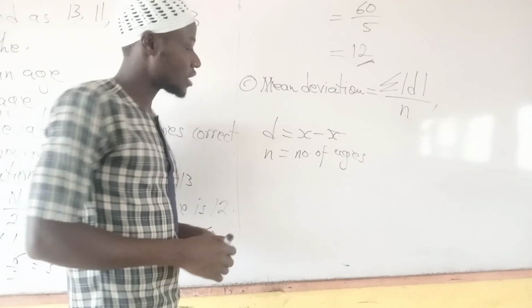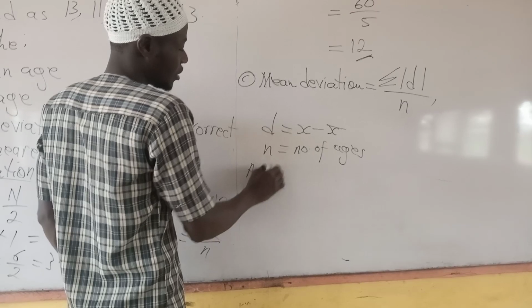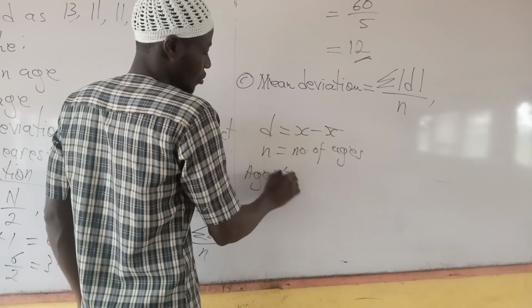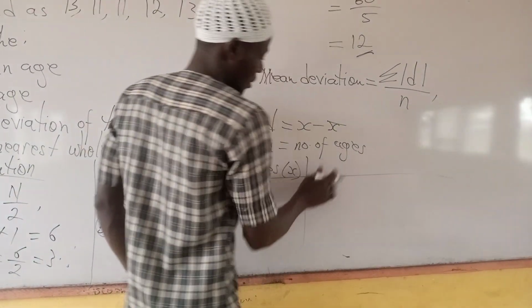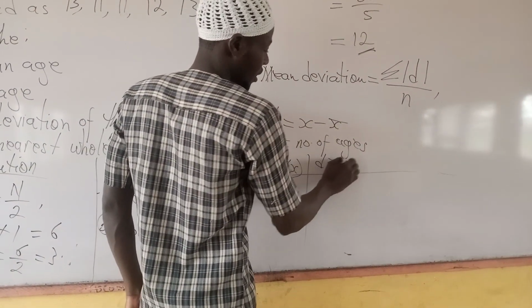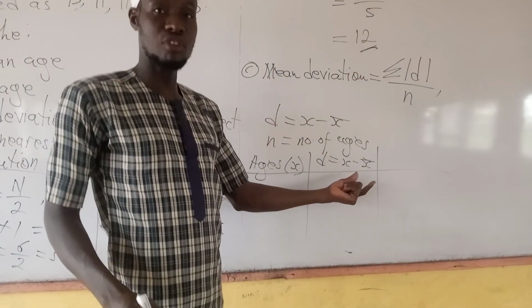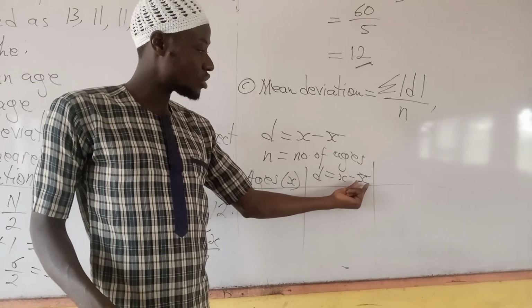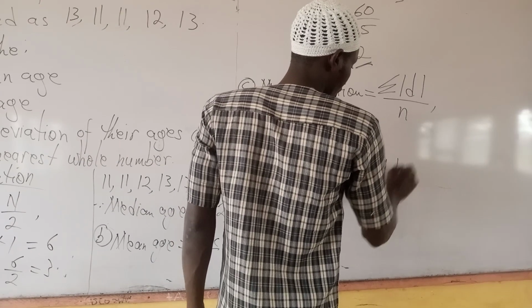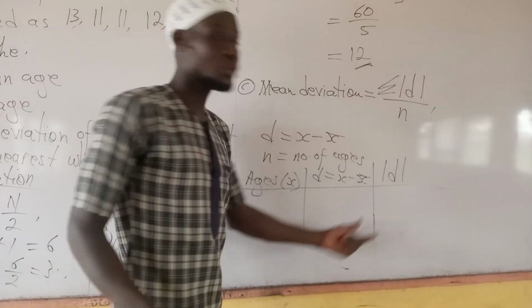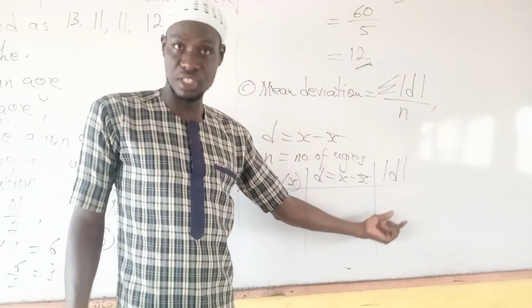To get this, we can simply create a small table. So just get a small table with the ages, which is the x. Then we have the deviation, which is x minus x bar. That is subtracting the mean from the individual ages. Then the absolute of the deviation. Absolute of the deviation means taking all the values of the deviation to be positive.